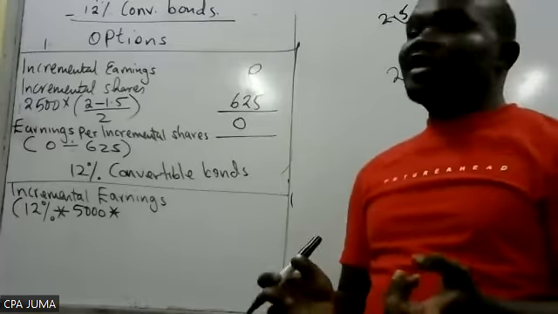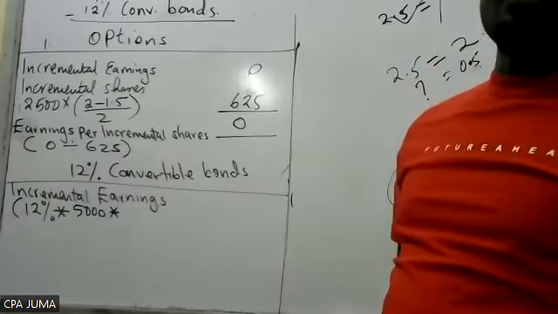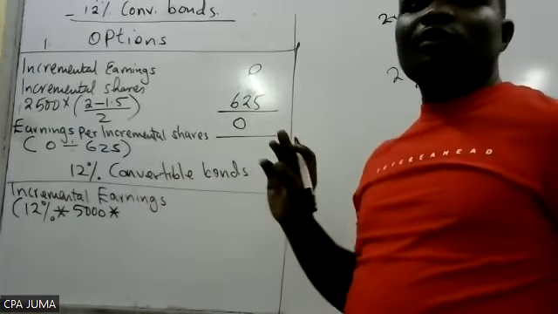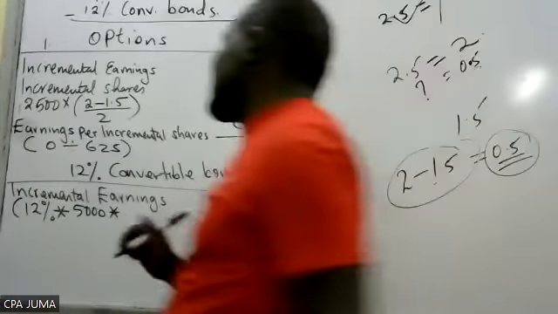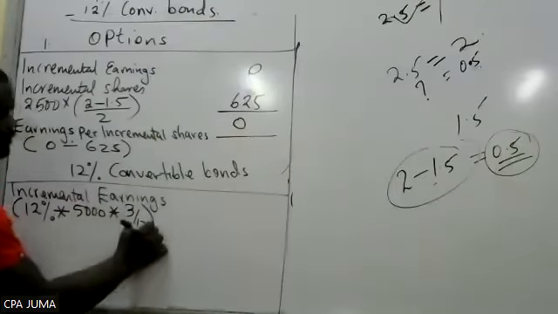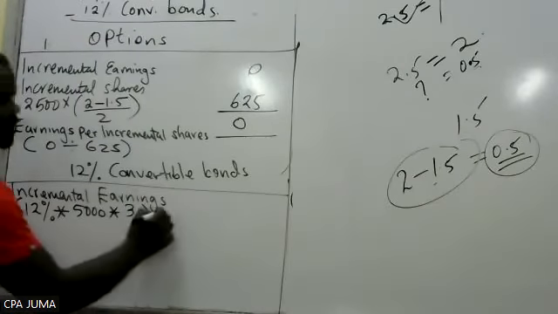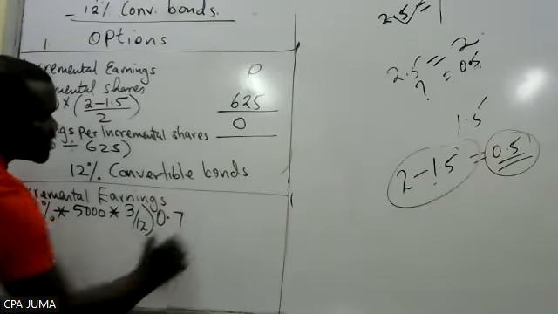So if a broker is doing the calculation for you, you consider only 3 months. What if they convert right now? They will forgo interest for 3 months. So times 3 over 12, times 0.7.